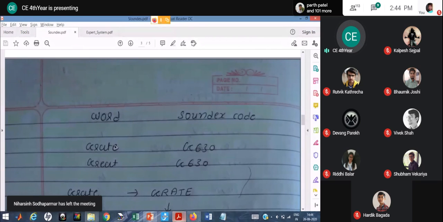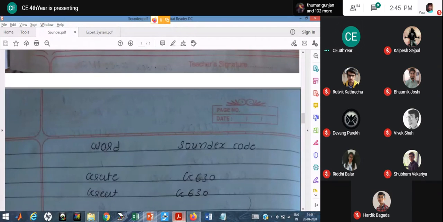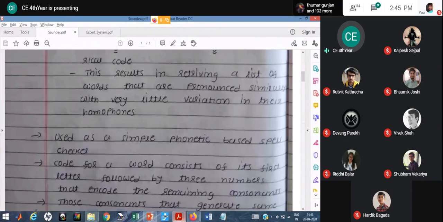So in this case, I have explained the application of what I told everyone. When I think of GREAT, I am getting G630, and for GRATE I am again getting G630. So both have the same sound. Now see the goal I have explained.